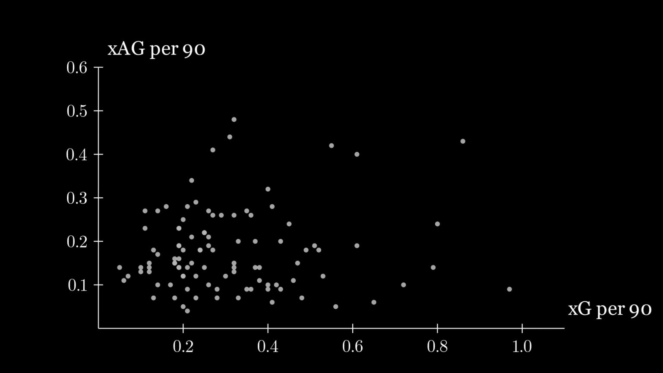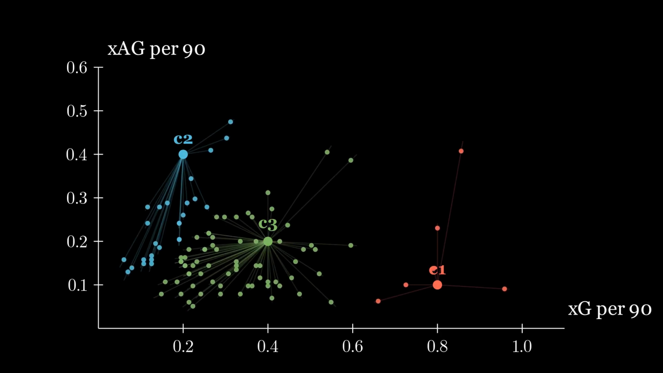K-means starts by asking one question: how many clusters do we want? Once we choose that number, the algorithm places a set of central reference points, called centroids, at random locations. These centroids act like anchor points for potential groups. Next, every player is assigned to the nearest centroid. Whichever centroid a player is closest to, that's the cluster they belong to.